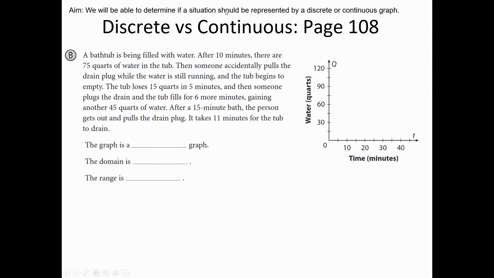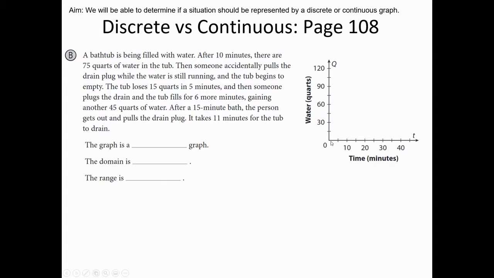So here's a whole big situation where it's a situation being graphed over time, very similar to what we were talking about in the previous video. And I'm going to show you guys how you would actually graph this. You can probably tell it's going to be continuous, but we'll see how this goes. We're talking about a bathtub being filled with water. So if we're filling up a bathtub with water, where are we going to start, guys? Where would we put a starting point?